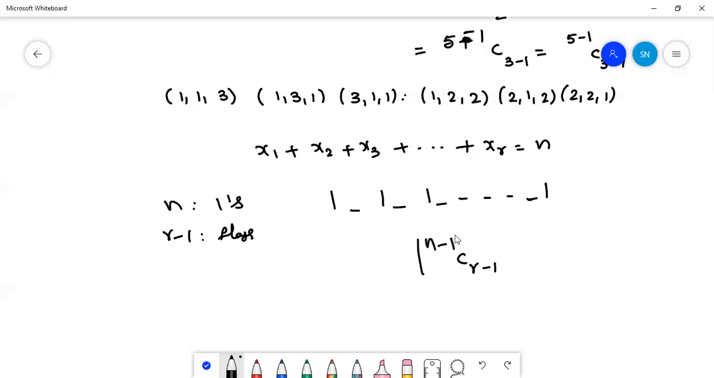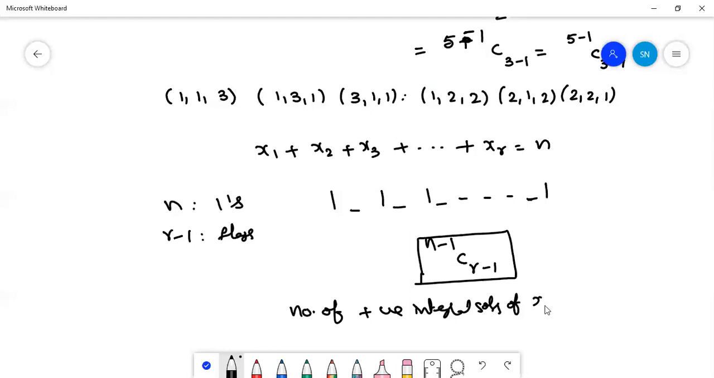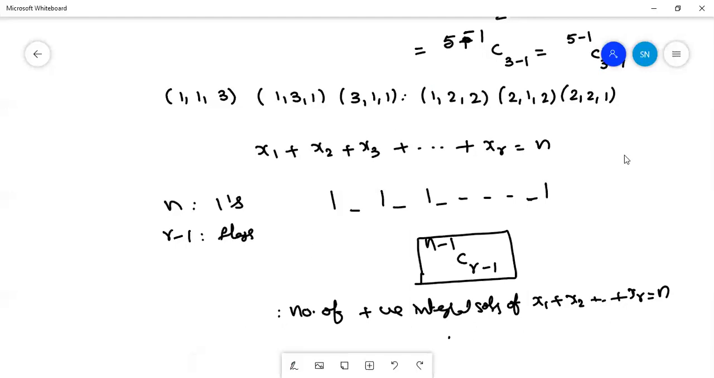So this n minus 1 C r minus 1 is nothing but the number of positive integral solutions of the equation x1 plus x2 plus and so on plus xr is equal to n, right? Number of positive integral solutions of this equation is n minus 1 C r minus 1. So now the second case.